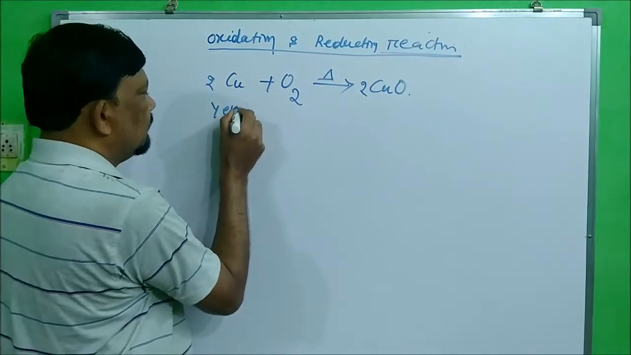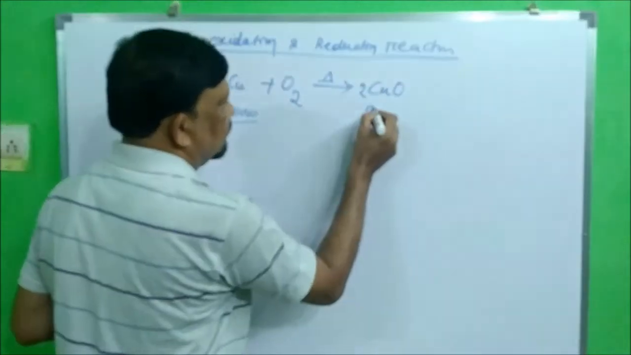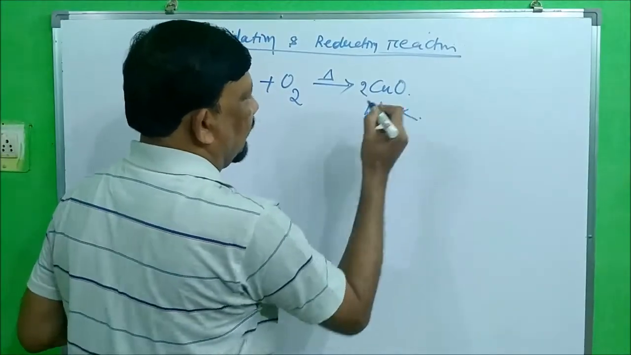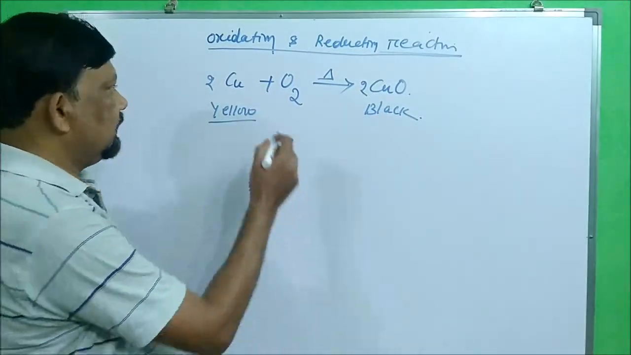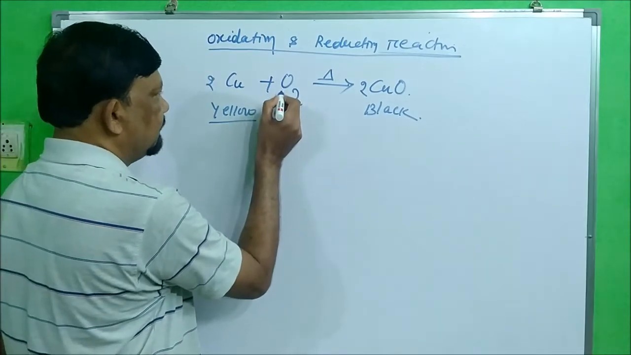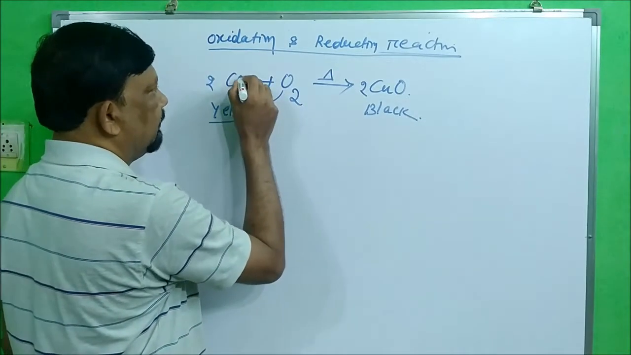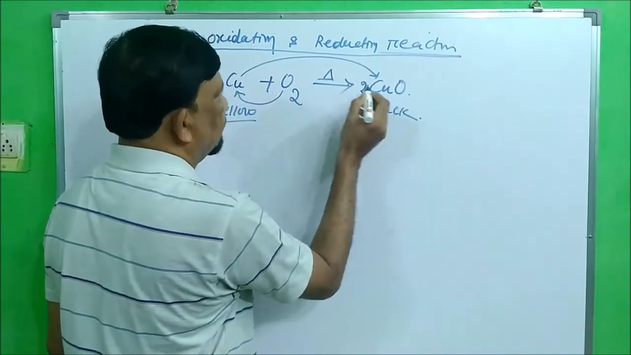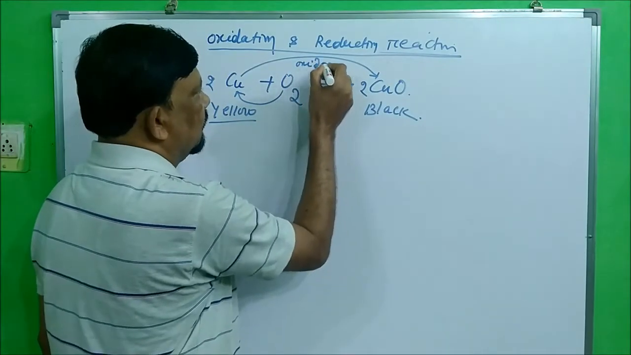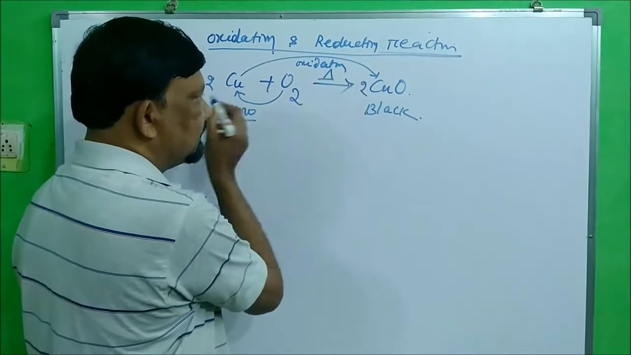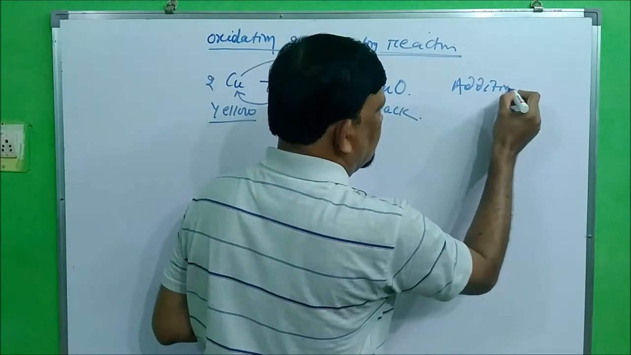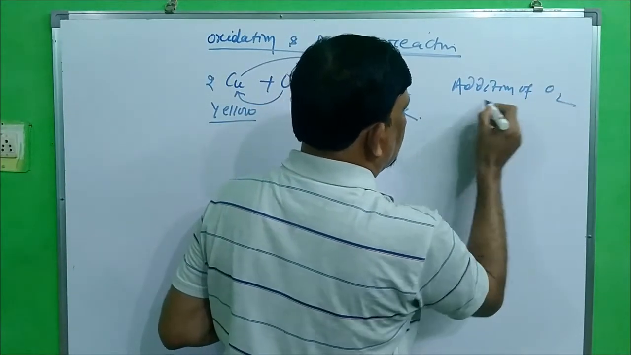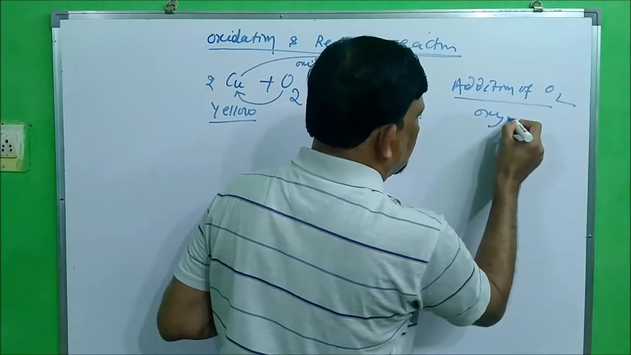This is yellow color, that changes to black color. This is an example of oxidation. Clear? Because oxygen is added into the copper and that forms copper oxide. This is called oxidation, means addition of oxygen is oxidation.